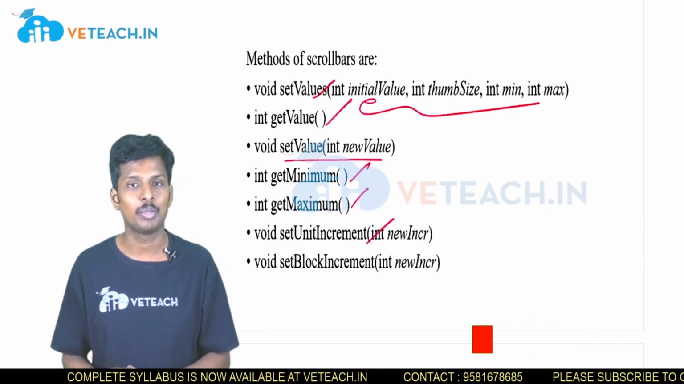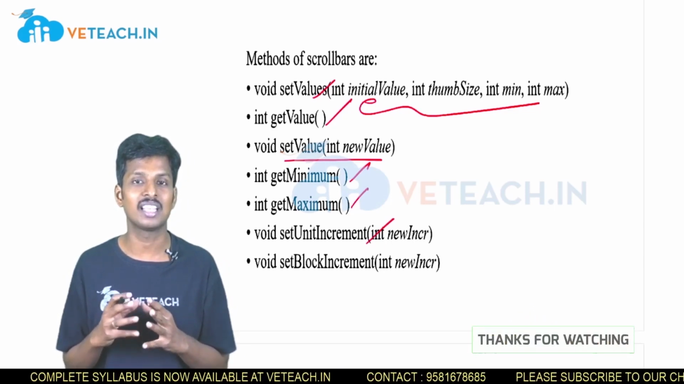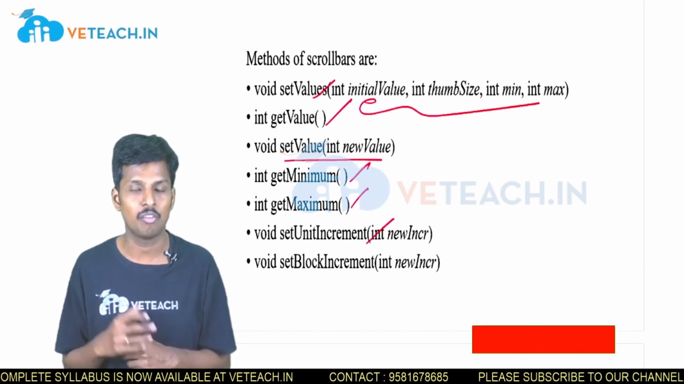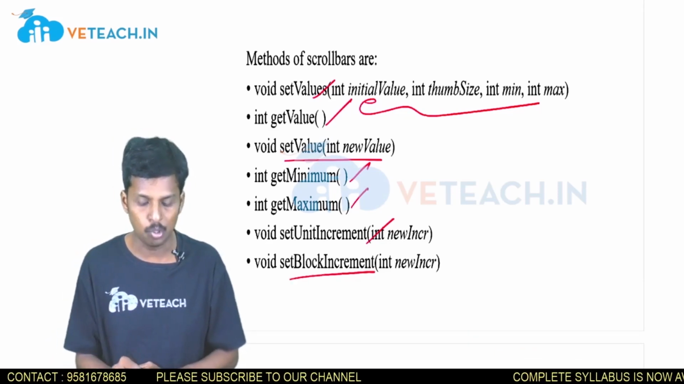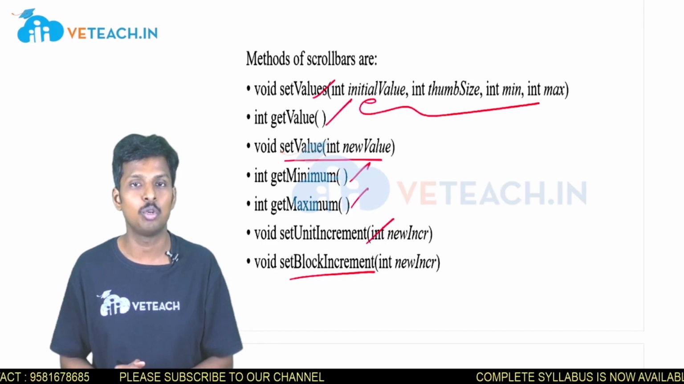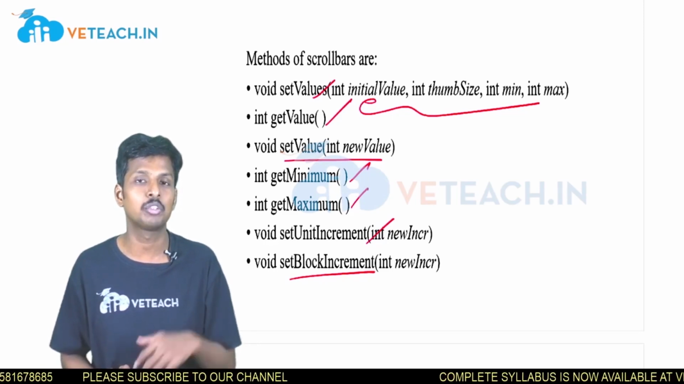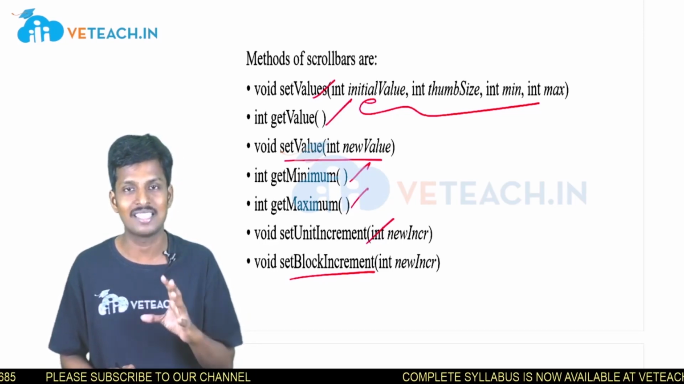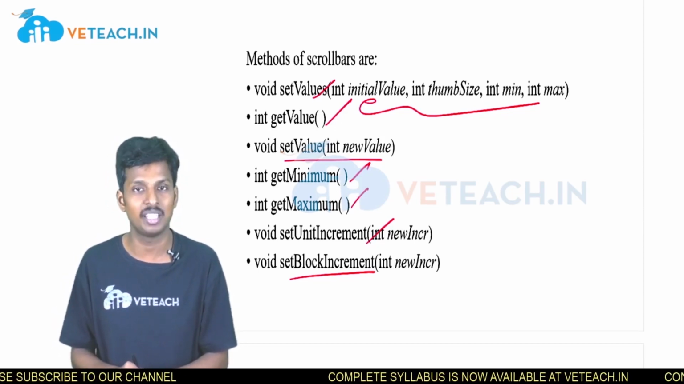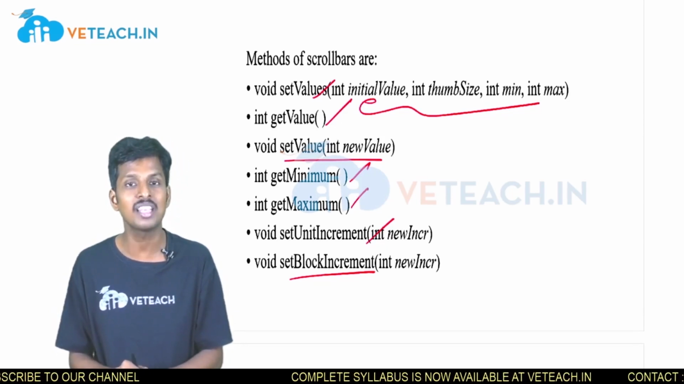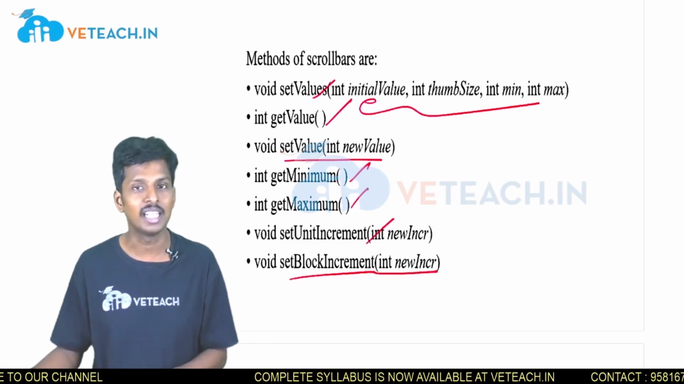setUnitIncrement: when I increase the unit multiple times, with how much increment it has to be incremented every time. setBlockIncrement: when we move the scroll bar all of a sudden at a time, the content goes block-wise every time. How many blocks have to be moved every time the block increment is done is specified by using setBlockIncrement of newIncrement.